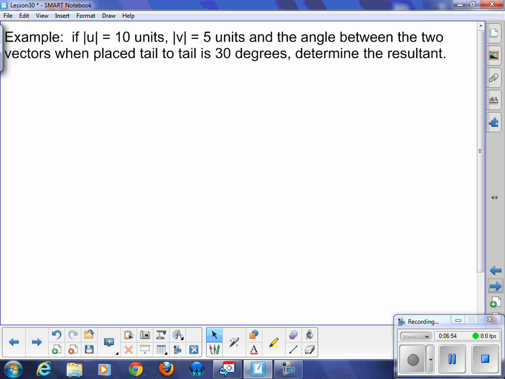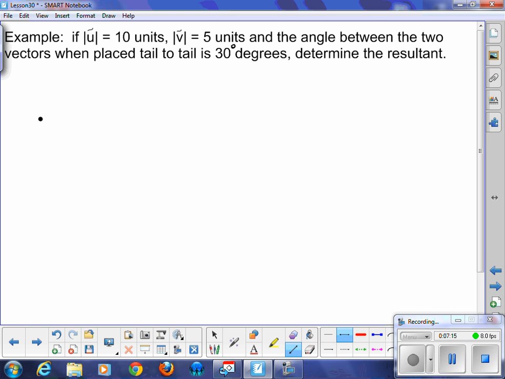So this is very similar if you look back to yesterday's homework. If I have vector u, which is 10 units long, vector v, which is 5, and the angle between the two vectors when they're placed tail to tail is 30 degrees, I want to find the resultant. So this is the exact same example that you just finished the other day. So what's it look like?